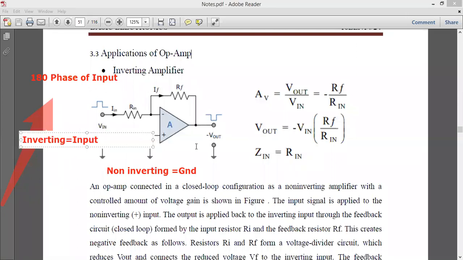Then what extra things you can see in addition to this diagram here are the basic requirements. आपको आंसर कैसा लिखना है, ऐसे ही लिखना है. So the positive of the op-amp is connected to the ground terminal.